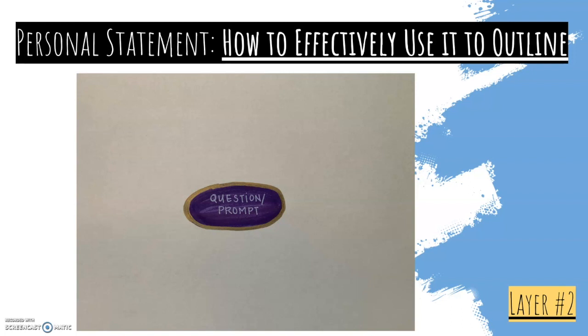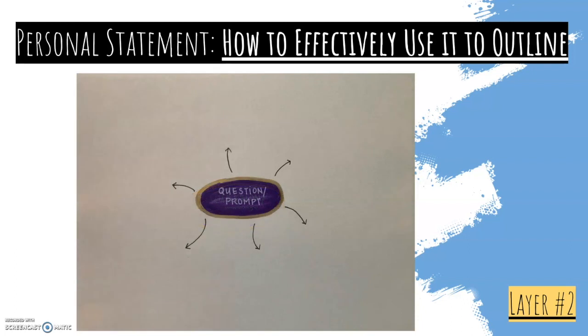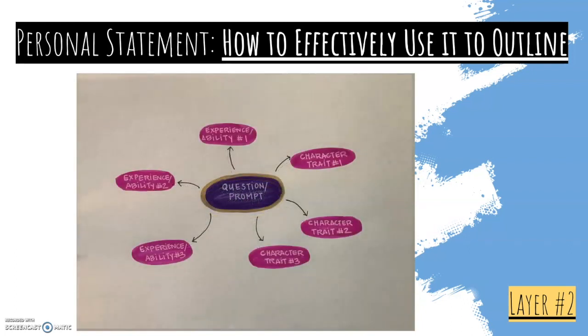So after you have the question and prompt that you feel like you're going to answer, you then want to branch off and start thinking, what are the things that I could include? I would suggest trying to aim for 3 different character traits, 3 different experiences, and abilities. These are the main ideas. You can do more, you can do less. It depends on you and your answer.